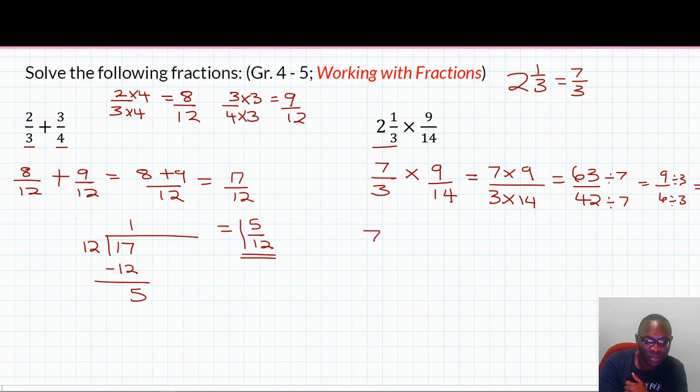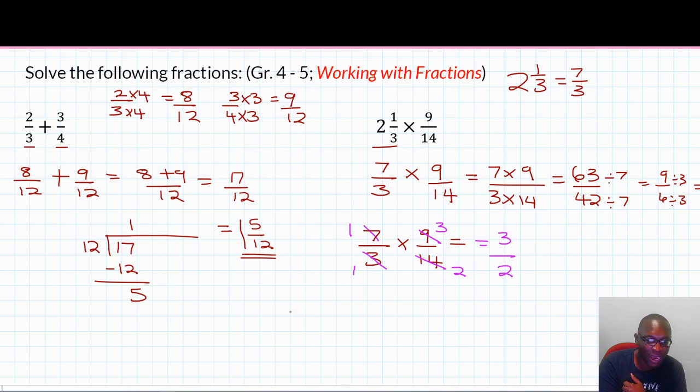The other way to do it is 7 over 3 multiplied by 9 over 14. What we're going to do now is look for common factors between the numerators and denominators. We can see that 7 and 14 have a common factor, the common factor here is 7. 7 divided by 7, I have 1. 14 divided by 7, I have 2. And then 3 divided by 3, I have 1. 9 divided by 3, I have 3. So now I can multiply 1 by 3, which gives me 3. I can multiply 1 by 2, which gives me 2.